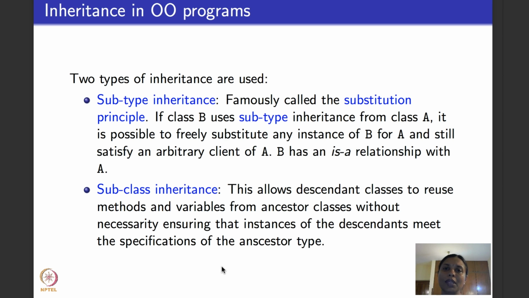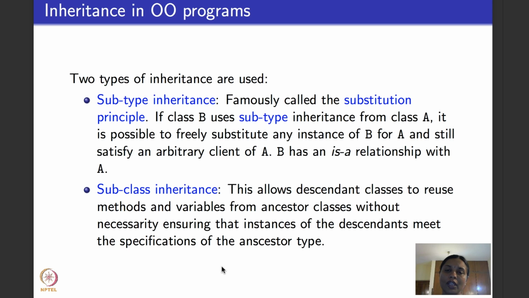So we say B, because it can be freely substituted for any A, has what is called an is-a relationship. What do we mean by that? That any instance of class B is also an instance of class A. So B can be freely substituted for class A.